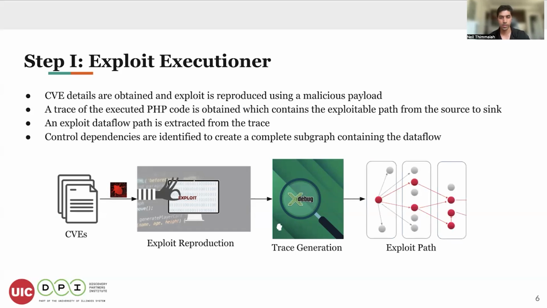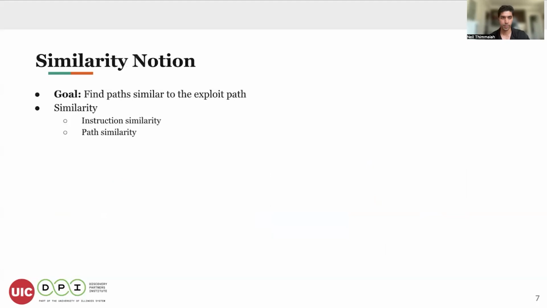This exploit data flow path is extracted from the trace, and we term that as the exploit path, which is the path that is present from the source to the sink according to the steps shown in the CV and how it can be reproduced. And we add control dependencies to create a complete subgraph and obtain the thorough structure of the graph in which the path itself is present.